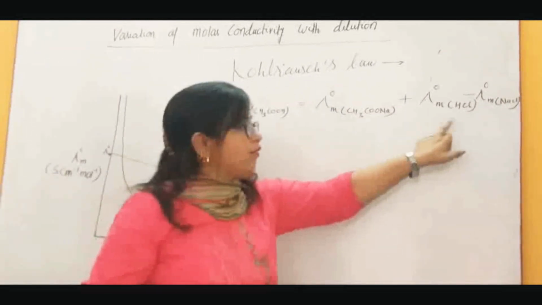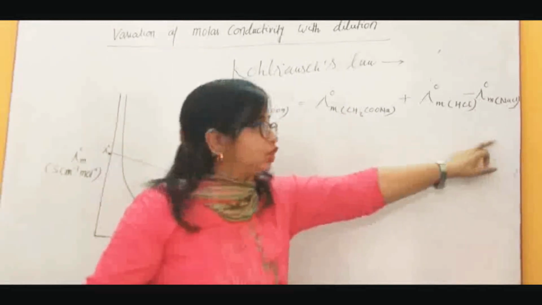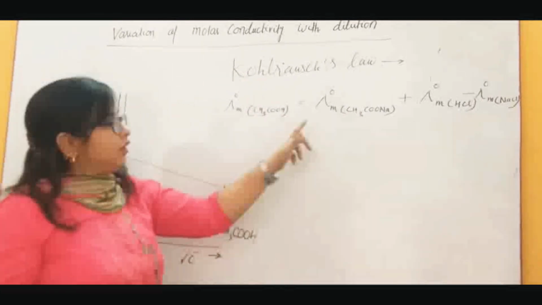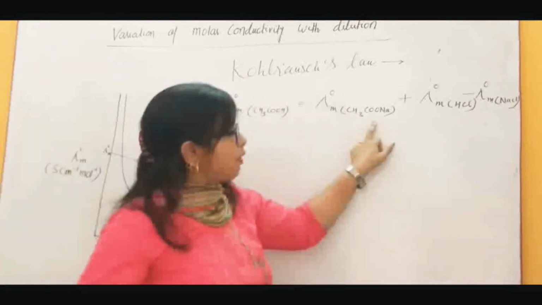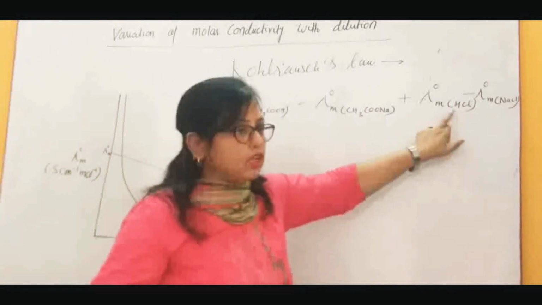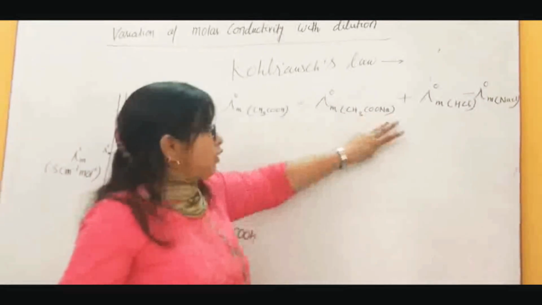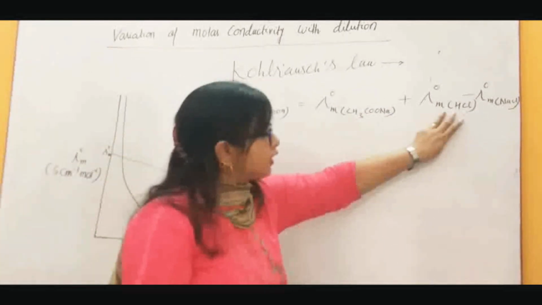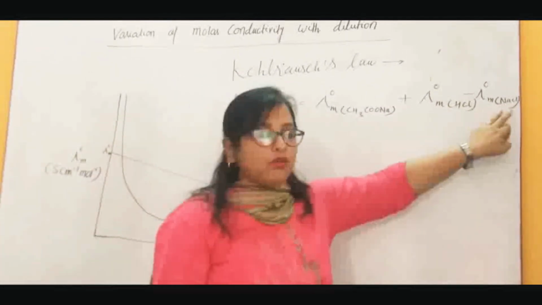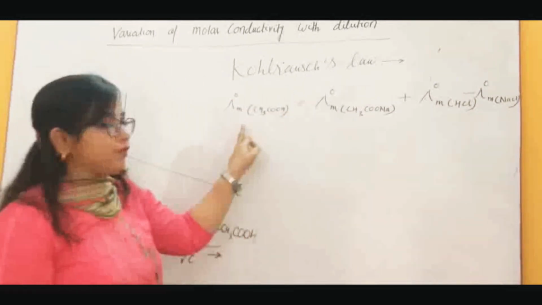The extra thing is NaCl. So I will subtract NaCl from it. So I will get the concentration of CH3COO minus and H plus only. This is equal to CH3COOH. So I am using sodium acetate, hydrochloric acid and sodium chloride to find out the limiting molar conductivity for acetic acid.